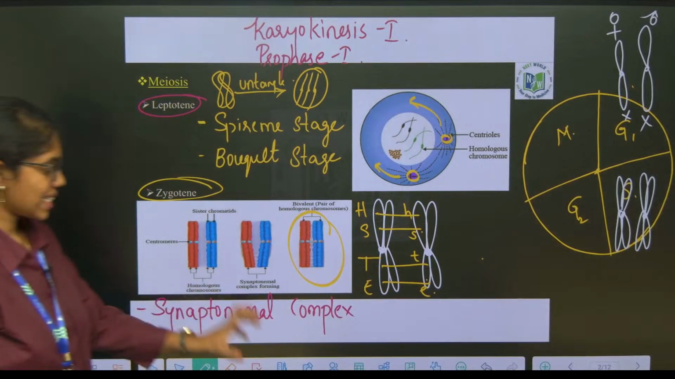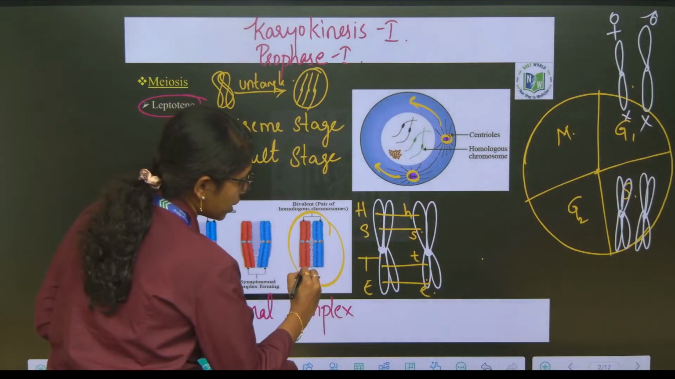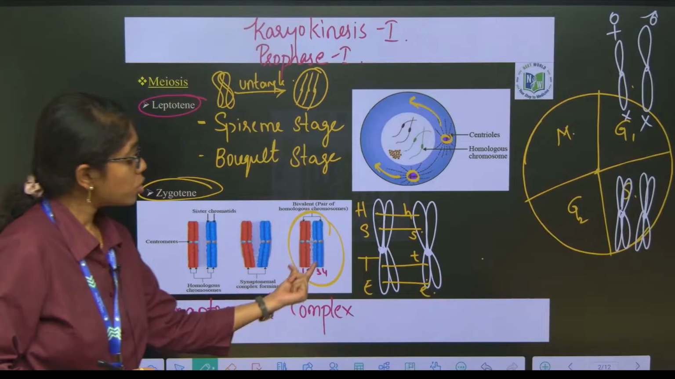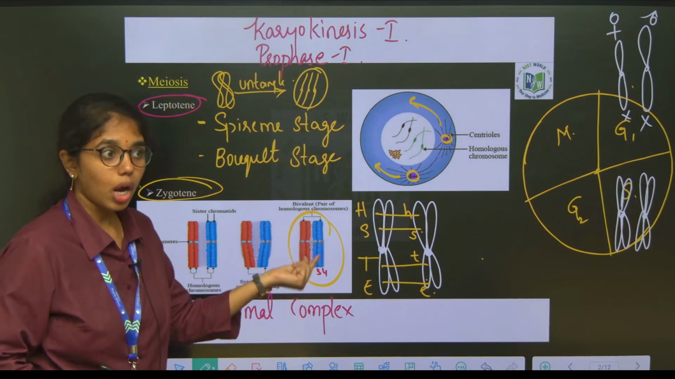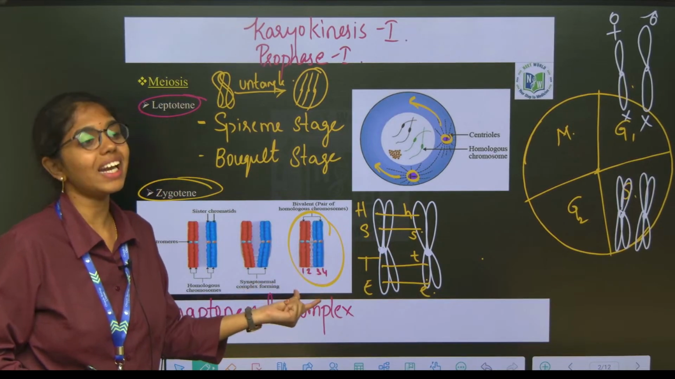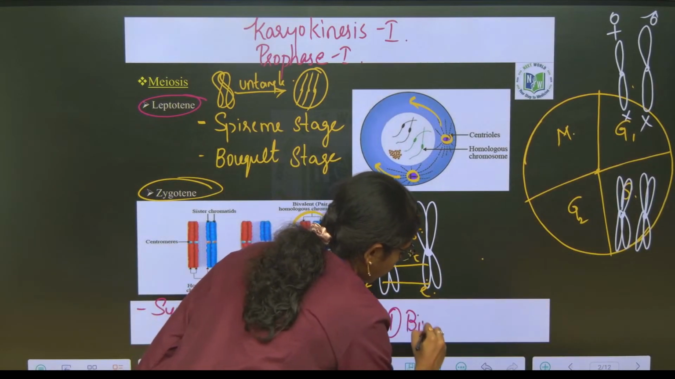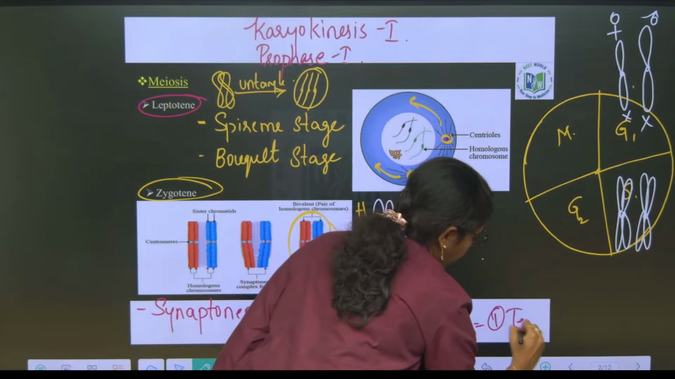Okay. As such, in a single synaptonemal complex, how many chromatids will be there? 4 chromatids will be there. So, as it is a set of 2 chromosomes, it is called as bivalent. As it is having 4 chromatids, it is also called as tetrad. So, here one bivalent is equal to one tetrad. Yes or no?